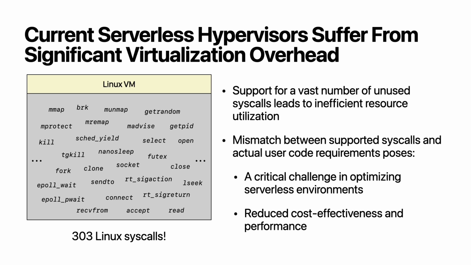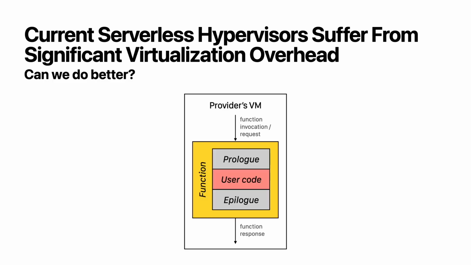The research aims to design lean hypervisors aimed at reducing virtualization overhead by accurately characterizing user code requirements and optimizing resource allocation. The following sequence of events typically occurs in a provider's virtual machine. First, the serverless platform receives a request to execute a particular function from a client or event source. Then, the platform makes a remote procedure call or RPC to the VM or container instance, initiating the function execution process. This RPC call typically involves setting up the necessary execution context, including environment variables, function input parameters, or other metadata.